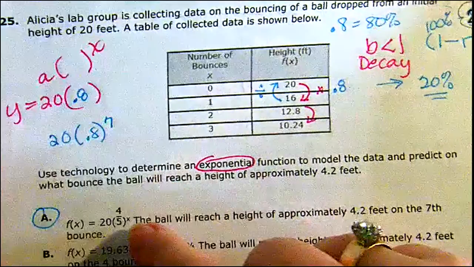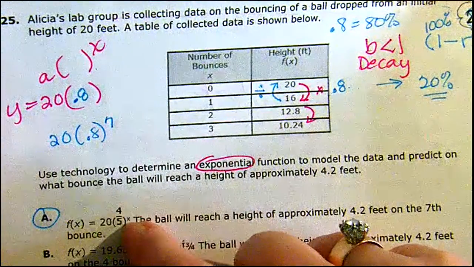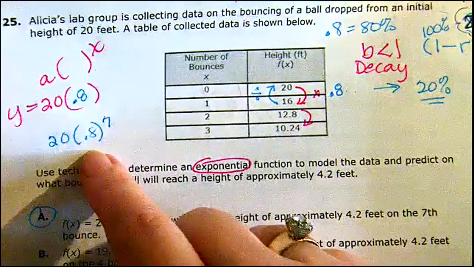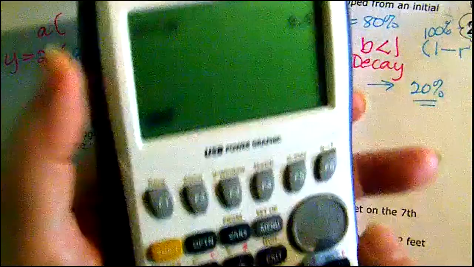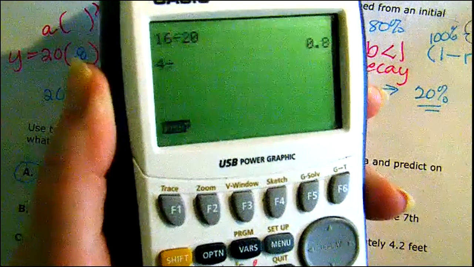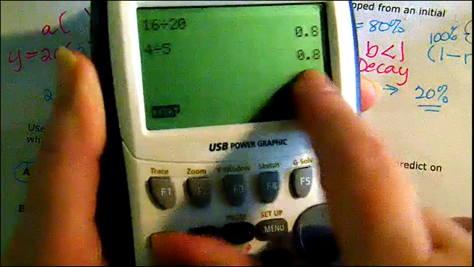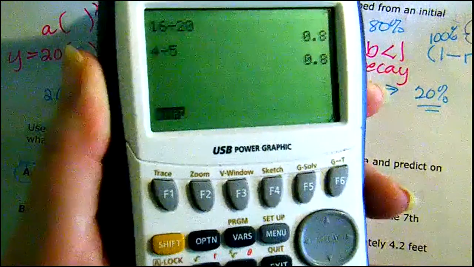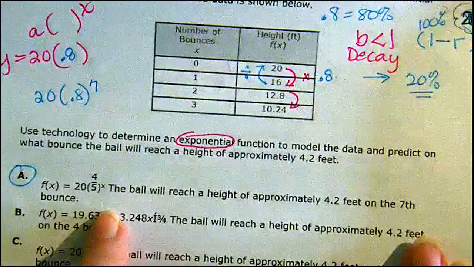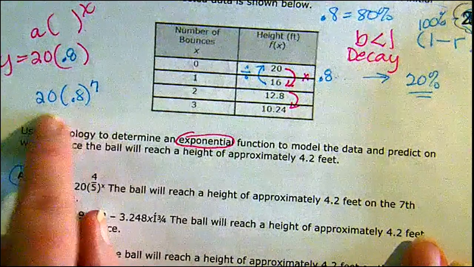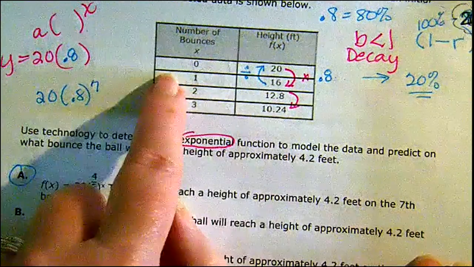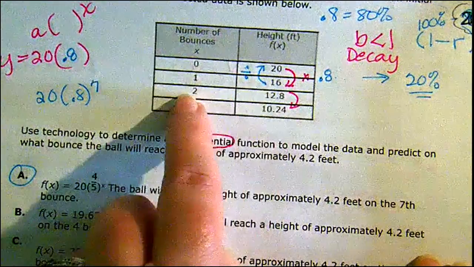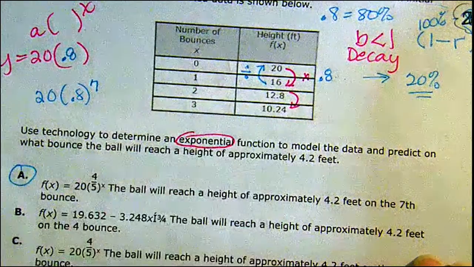The difference is that in the problem, they give you the B as a fraction instead of a decimal. But with 4/5, I can just go 4 divided by 5 and see that the fraction is the same. Then I checked this here. I put this in the calculator with a 7 because it says on the 7th bounce. After the first bounce, it's 16. After the second, these are the numbers after each bounce.